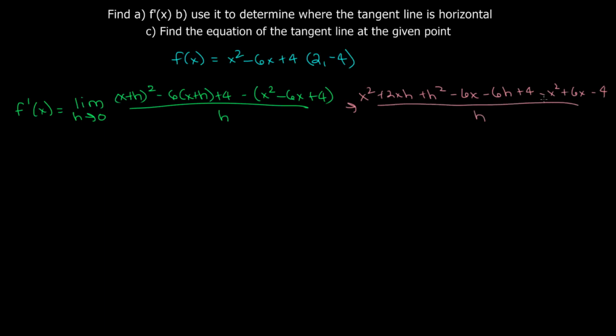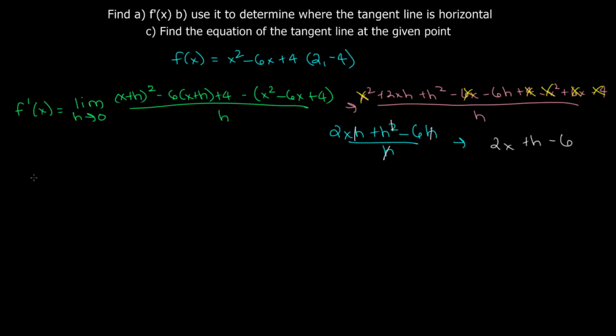We have a lot of terms here, so let's combine like terms. We have positive 6x and negative 6x. That gives us 0. We have positive 4, negative 4. That also gives us 0. We have positive x squared and negative x squared, which again give us 0. So now we're left with just 3 terms here. We have 2xh plus h squared minus 6h all over h. And we can tone this down by canceling out the h's to give us 2x plus h minus 6.